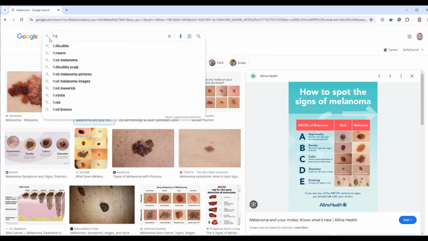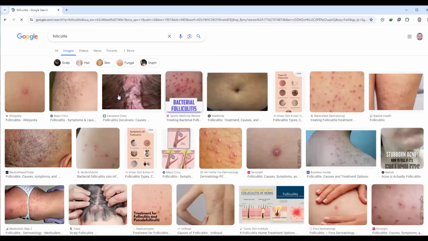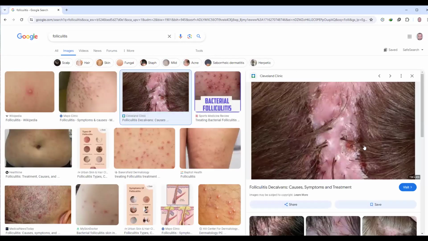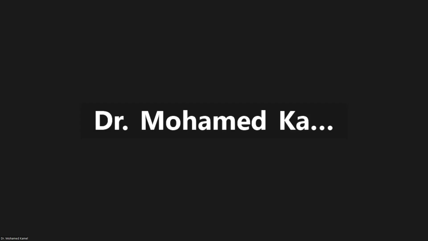And how about folliculitis? Okay, so this is inflammation of hair follicles, which is a little bit nasty, bacterial or fungal and so on. Okay, so this was the answer for today's question.